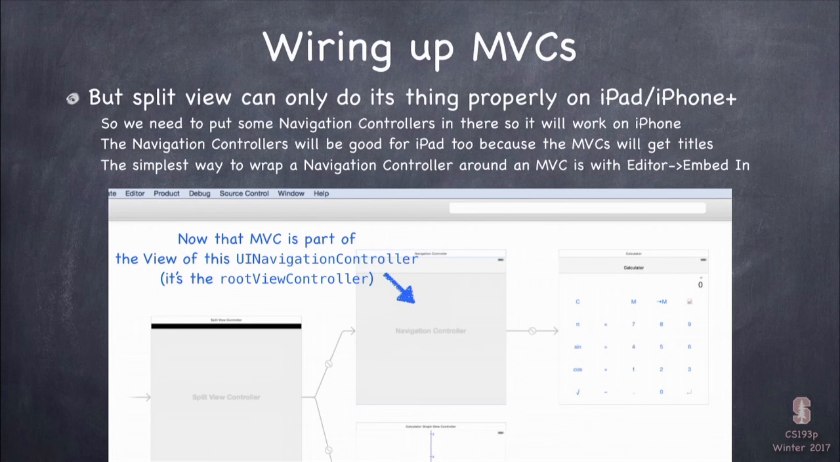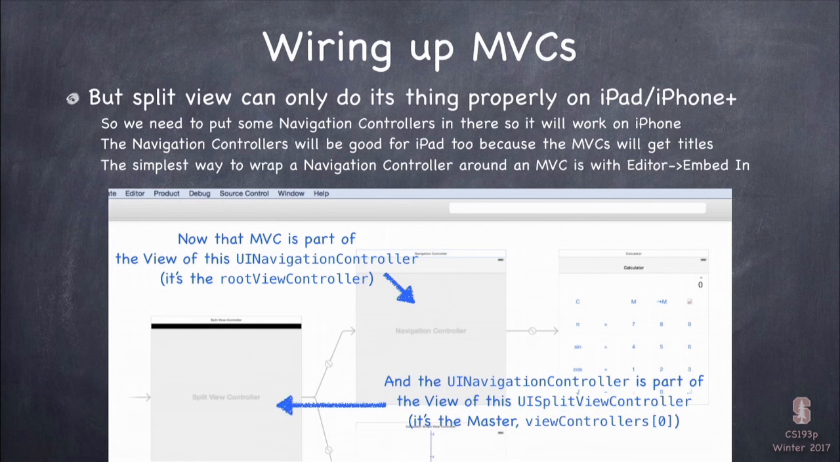But if you're on just an iPhone, it's not going to do the split view, it's just going to do the navigation controller. So when you look at the detail, it's going to slide it in. Whereas if you're on an iPad in landscape, you're going to see the master and detail at the same time. Now you can also do the same thing.